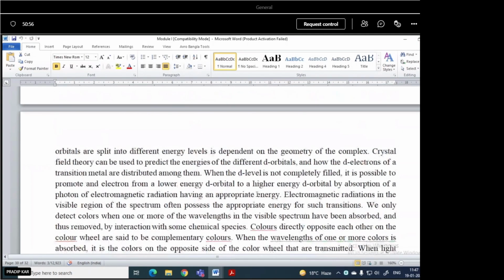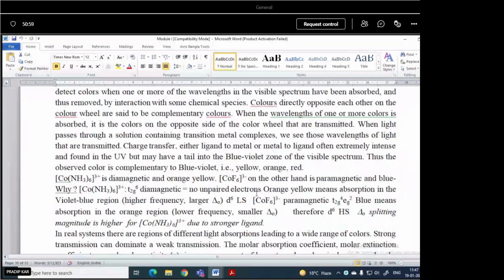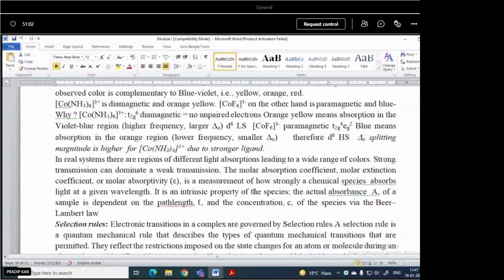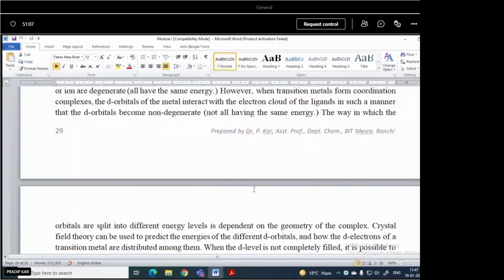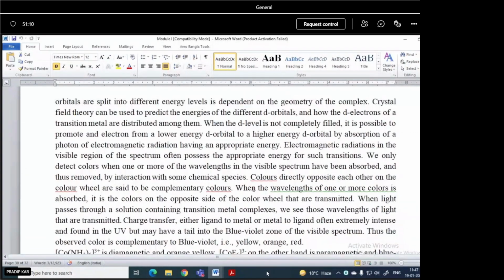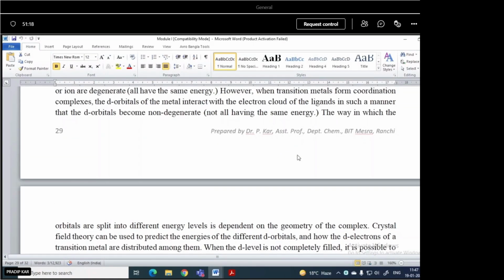So we will discuss the color property in the next class. This is the preliminary introduction I have given, and we will discuss the color property of the coordination complex in the next class, and why those are showing different colors. We have already told in the very first class that coordination compounds can show different colors. Okay. So do you have any query?